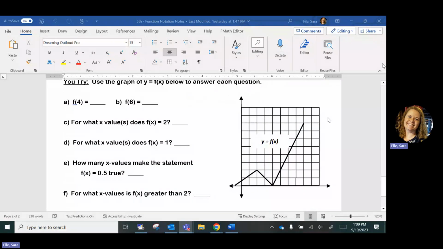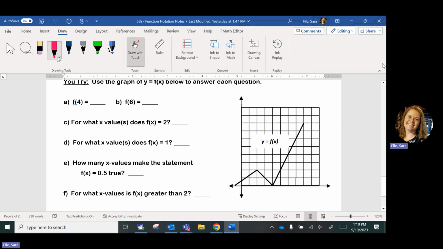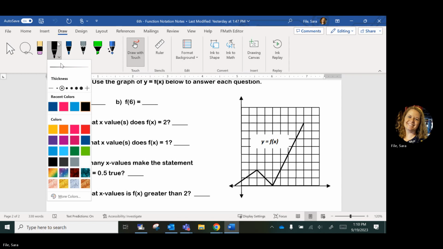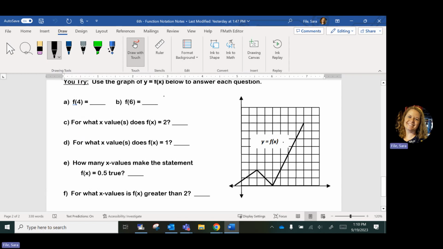Just finished that one. So let's try one more. This graph, they're calling it f of x. That's the name of this function. You can see that right here. It says y equals f of x.